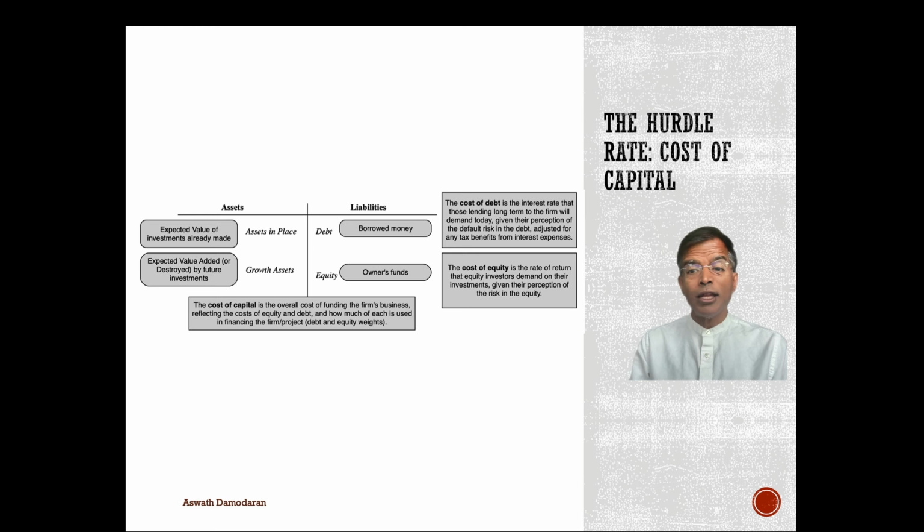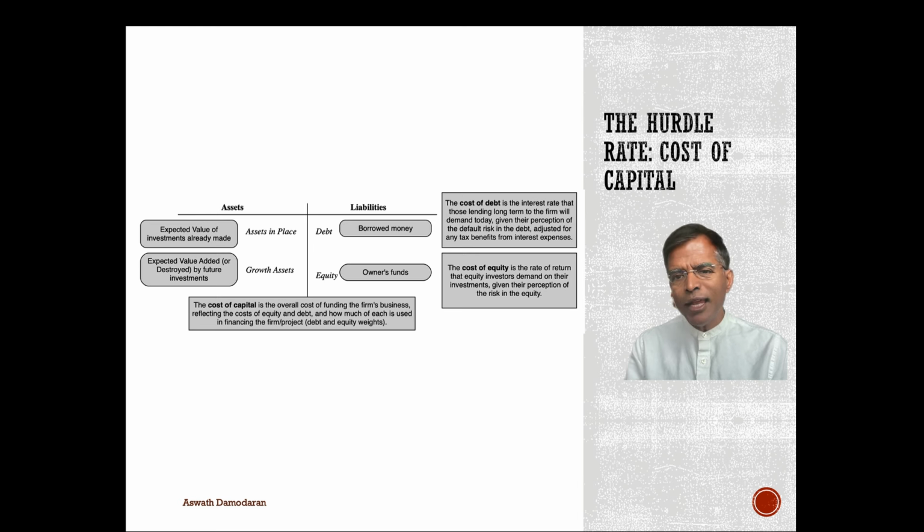On the other side of the balance sheet, I said there are two ways you can fund a business: borrowed money, debt, or your own money, equity. Here's what the cost of capital tries to do. It tries to attach a cost to each of those components. The borrowed money, it says, what is the cost of debt, the rate at which I can borrow money?